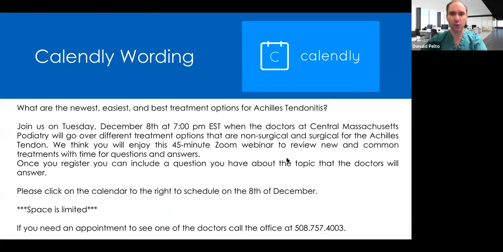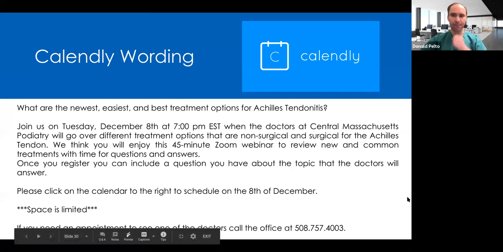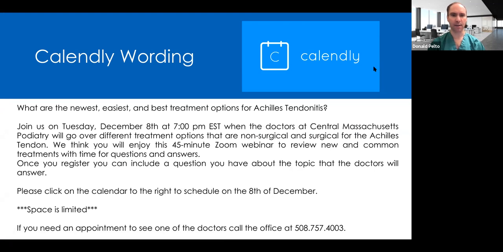It's pretty easy to do. I wanted to give you the wording here. If you want the wording, I think that's key. You don't need me to read this, you can look at it, but this is the wording that we used. A couple of key things to note is that they have to pick the date on the calendar. And then you also have to say space is limited because we only have 100 slots. And also some patients don't want to join, they just want to be seen. So if you need an appointment, call them at this number. Okay.